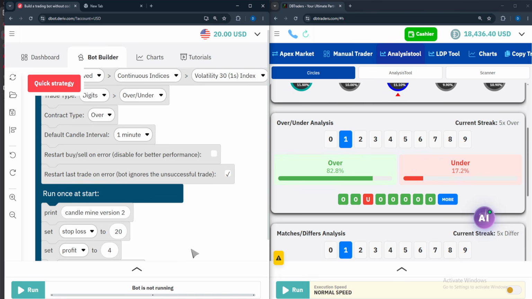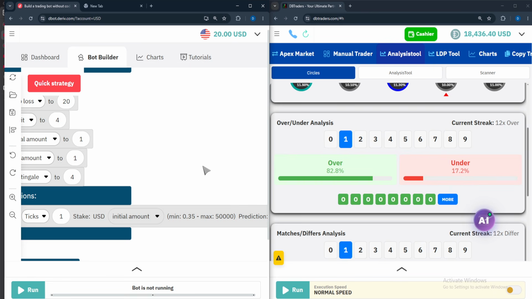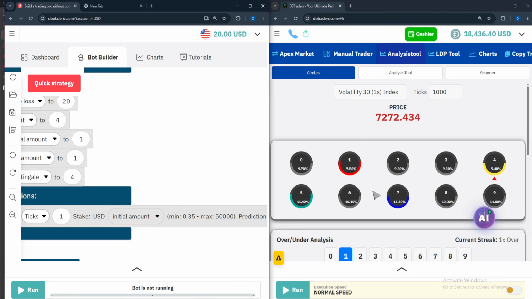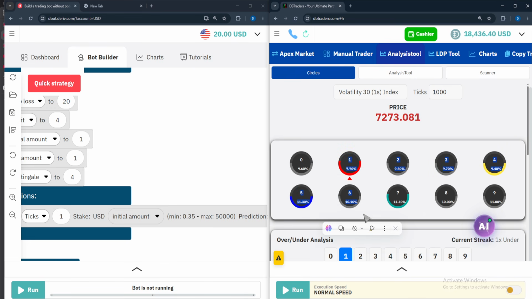Again, always confirm your volatility, always confirm your contract type, and always confirm your prediction. If one of these is just wrong, oh guys, you'll be in trouble, okay? Yeah, so we're at that point. So remember I told you guys also this percentage basically tells you when to run, but these percentages here tell you when to stop your bot, okay?